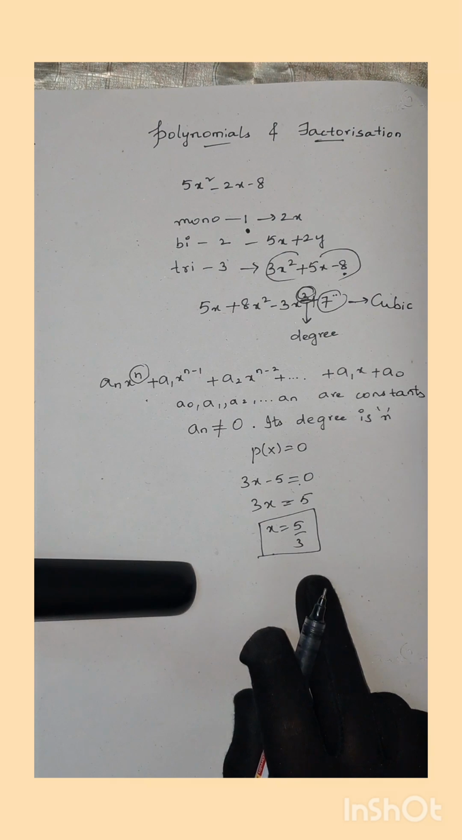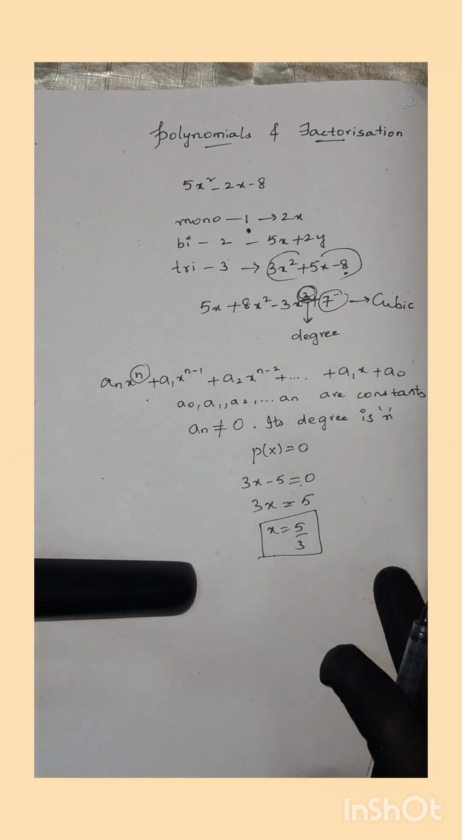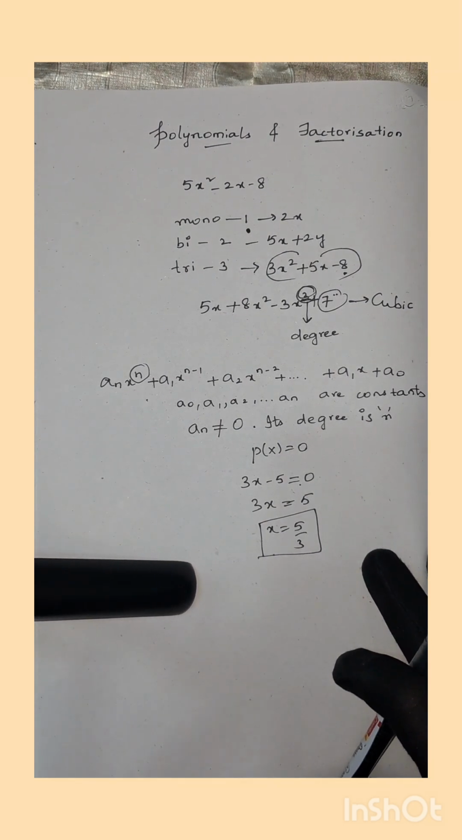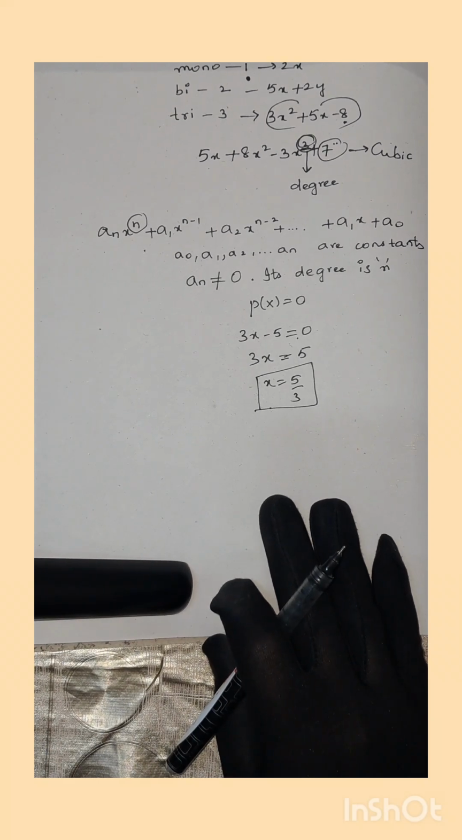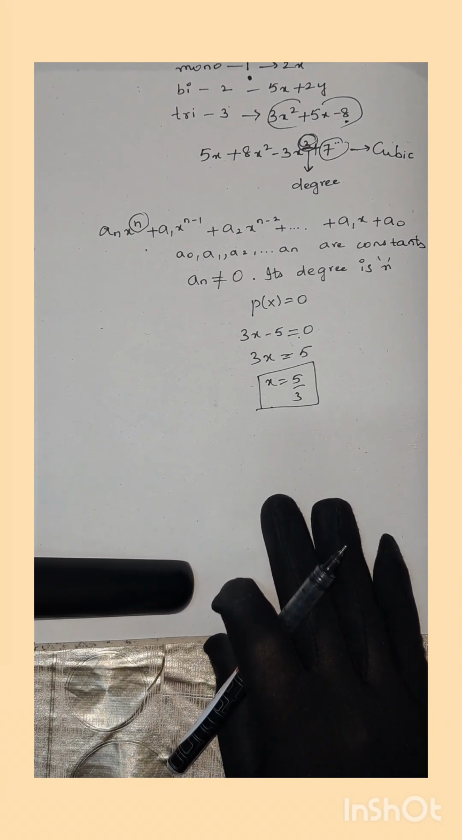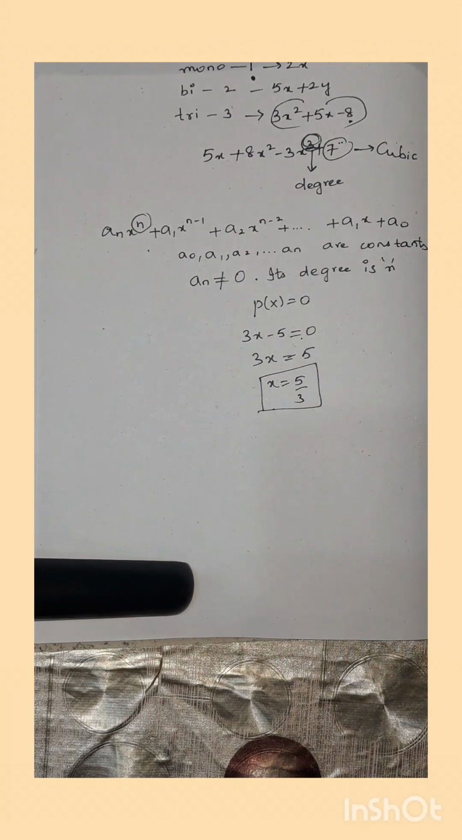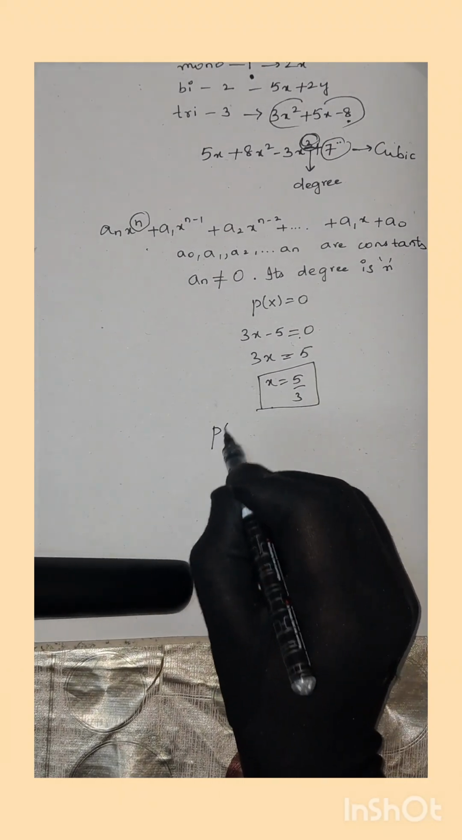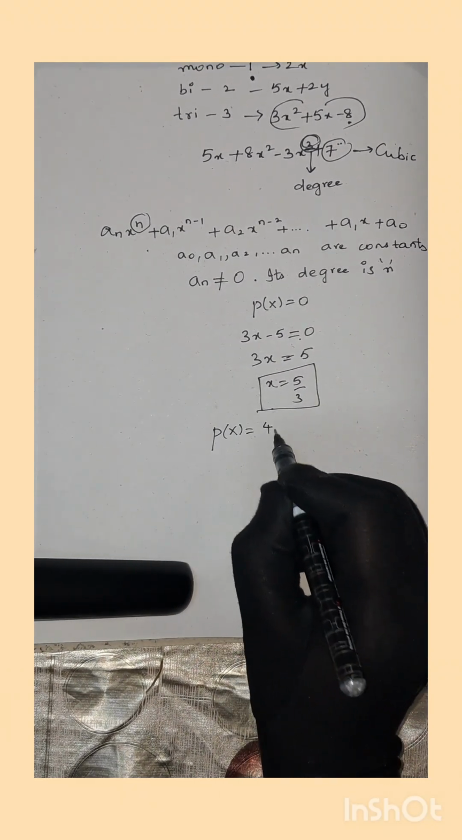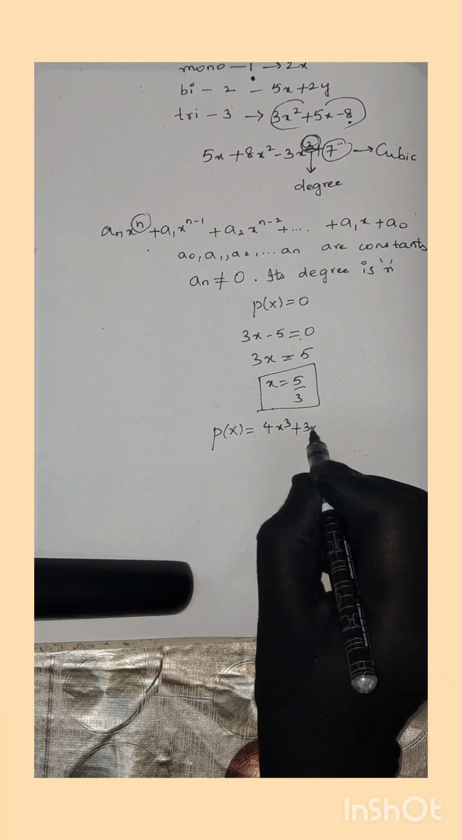So what is the remainder theorem? The remainder theorem says that if p of x is any polynomial of degree greater than or equal to 1, so the degree should be greater than or equal to 1. For example, p of x is equal to 4x cube plus 3x plus 8.